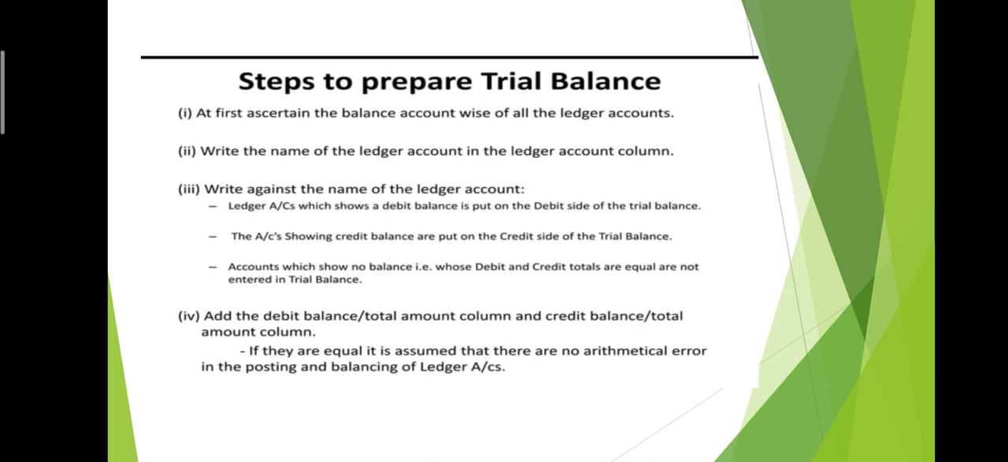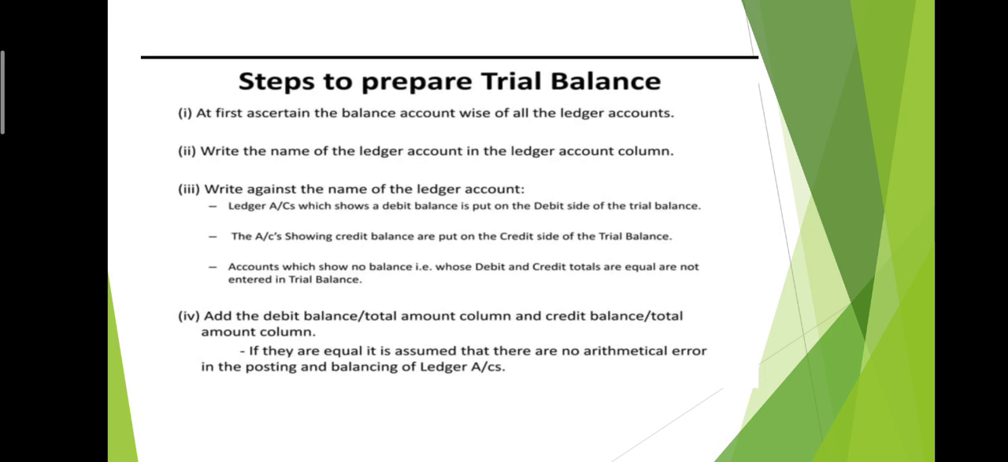The next one is the steps to prepare the trial balance. At first, you have to ascertain the balance account-wise of all the ledger accounts. Next, write the name of the ledger account in the ledger account column. Next, write against the name of the ledger account the debit balance on the debit side and the credit balance on the credit side.